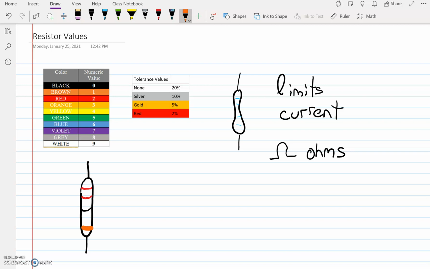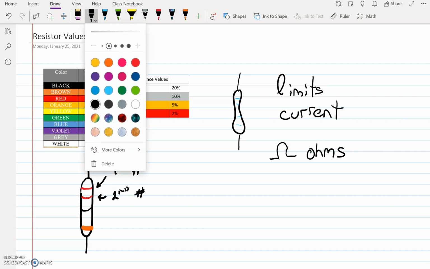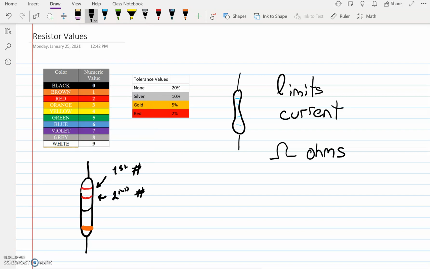This first band is the first number, so I'm just putting in the hash sign for a number. This band here is the second number. And then this third band here is the number of zeros. And the fourth band is the one that's always at the bottom. These three are grouped close together. This one here is the tolerance.